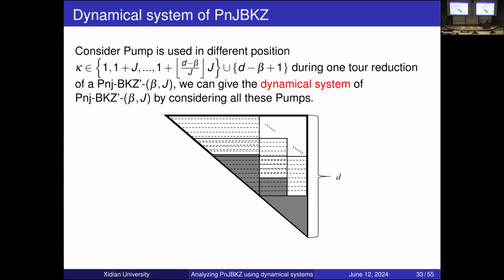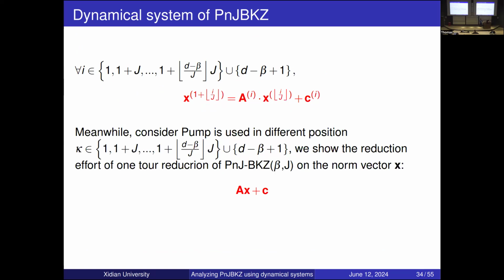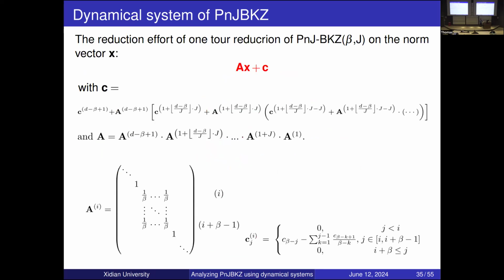Then we consider that pumps will be triggered at different positions kappa during one tour of PNG-BKZ. We consider them all together. Then we give the dynamic system of the PNG-BKZ algorithm by considering all these pumps. Here is the form of the dynamic system of PNG-BKZ, where matrix A equals the product of different matrices A_i multiplied to each other, and the vector c equals this complex result. Here we just give the recursion formula to represent matrix A, but we didn't give the exact form of matrix A.